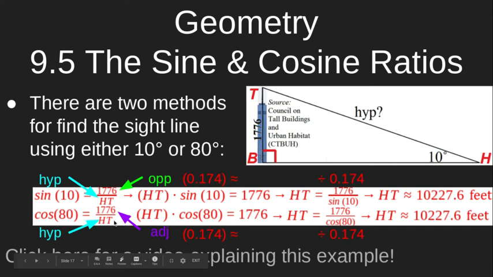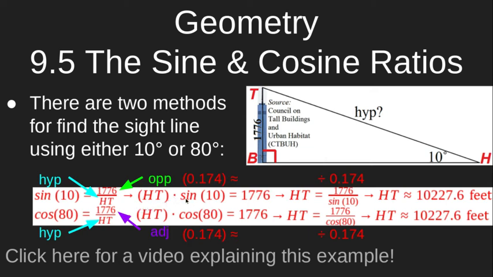In both of these, I eventually want HT by itself. And very similar to tangent, HT initially is in the denominator. If something is in the denominator, the final answer is going to come from the division problem. If the variable is in the numerator, it's going to come from a multiplication problem. And you'll see more examples on that.